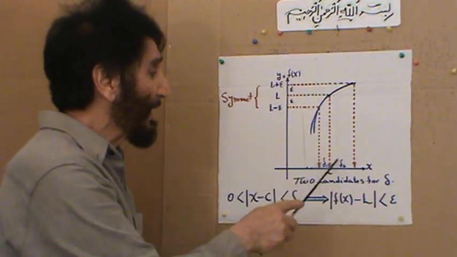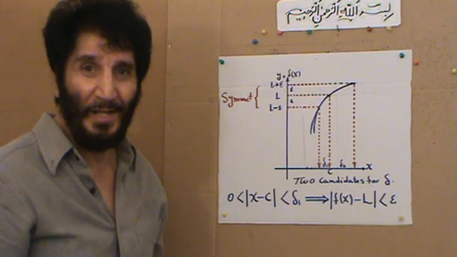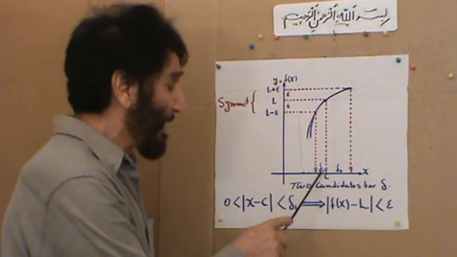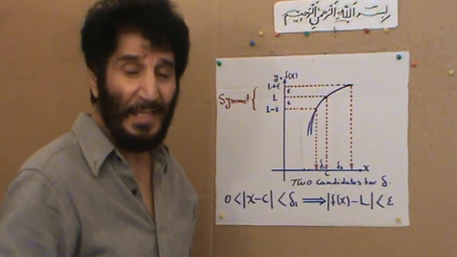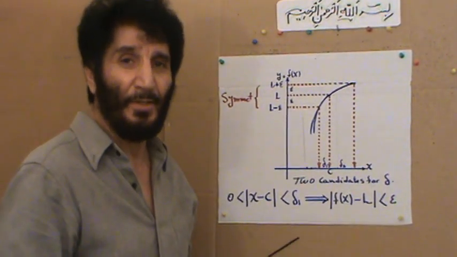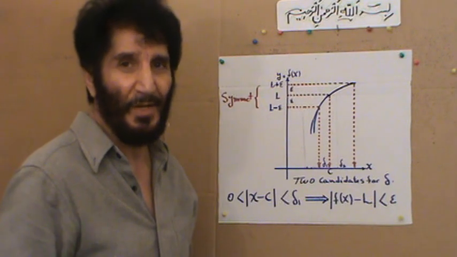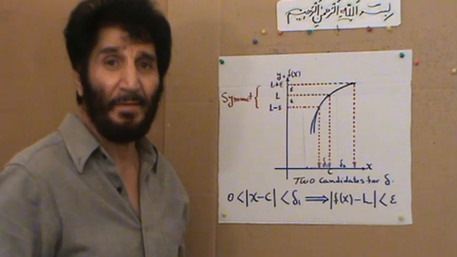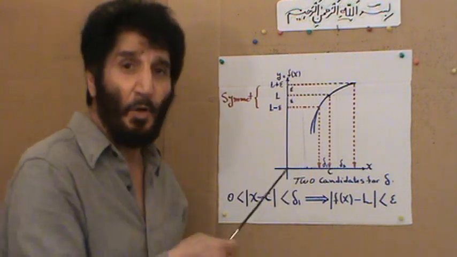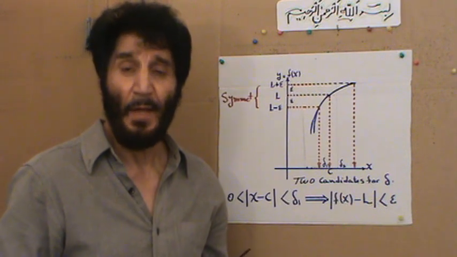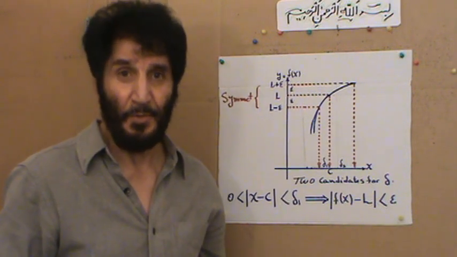So in this case, the smaller of the two is the right choice. And once it works for delta 1, which is smaller than delta 2, then any other delta smaller than that will naturally work. So hopefully you are comfortable with that graphically, because this visual aid is very important for comprehending the concept when we go to the analytical approach.